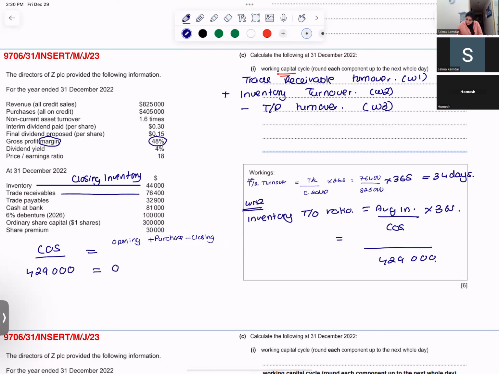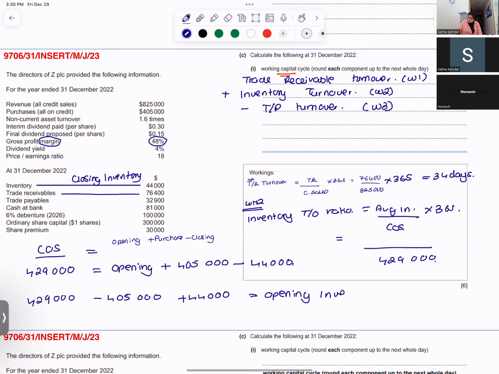Opening inventory, I do not know. We have purchases. Purchases is how much? 405,000. Closing inventory is how much? 44,000. So my opening inventory would be 429,000 minus 405,000, add 44,000. 68,000. So opening inventory is 68,000.